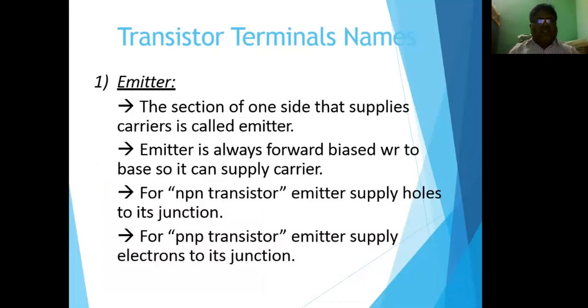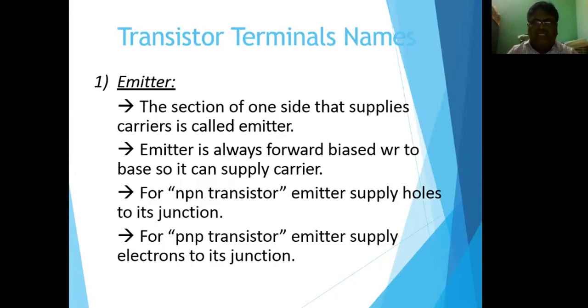Next, the emitter. Now I am explaining the terminals: emitter, base, and collector. What is the emitter, and how does the emitter terminal of the transistor work? The section on one side that supplies carriers is called the emitter. The emitter is always forward biased with respect to the base, so it can supply carriers, either the majority carriers, electrons or holes. Whatever they may be, it supplies the carriers.